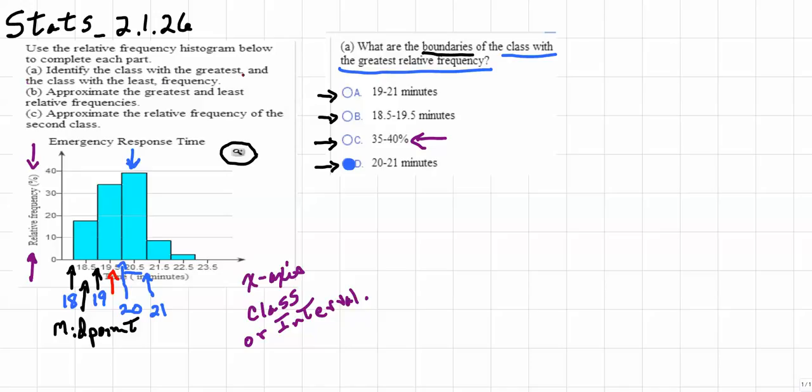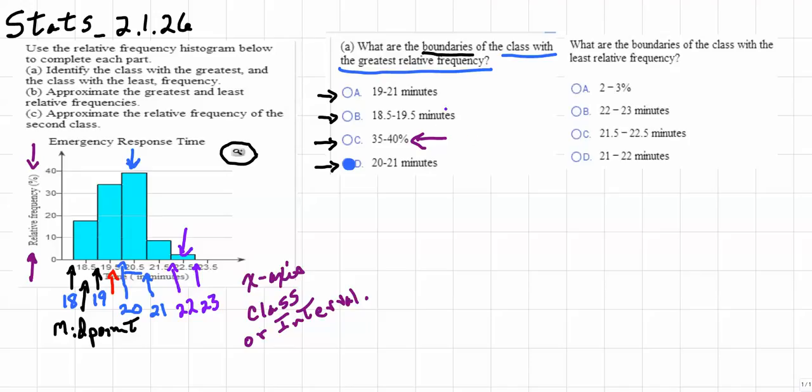It says identify the class with the greatest and the class with the least frequency. Well, the least frequency will be this one right here because it has the lowest value. And once again, we're going to look at the upper limit and the lower limit, and this would be 22 to 23. So the answer to A for the second part would be 22 to 23. Now this is all part of part A, so 22 to 23 minutes would be right here. And those would be our answers. And then we would move on to part B.